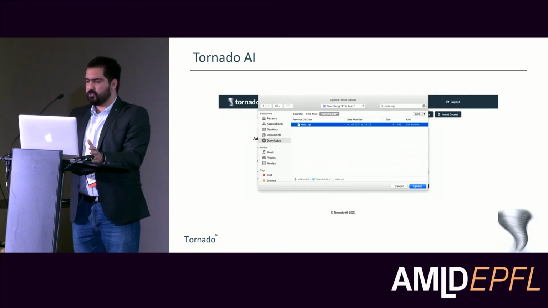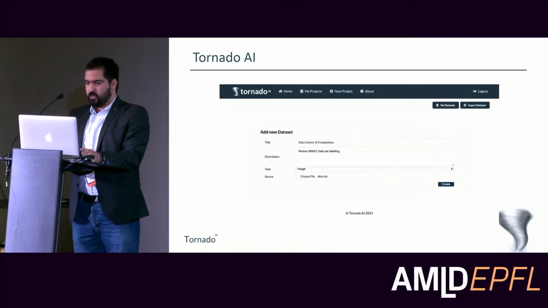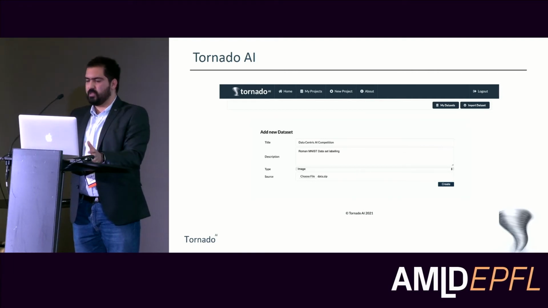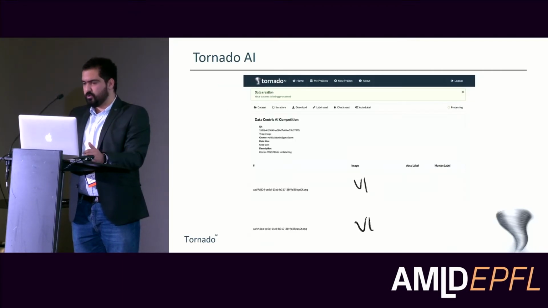Here you can see the screenshot when we take a zip containing image data and labeled image data, and we just upload it to the application. In this example, it was used for the Data-Centric AI competition, a competition organized by Andrew Ng several months ago, I guess in June or July. It contains MNIST-like Roman numerals, and the goal is to label those numbers like the traditional MNIST data set. Next, Tornado will load the data from the zip file we input.